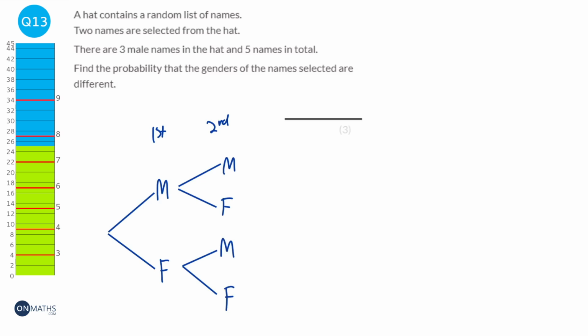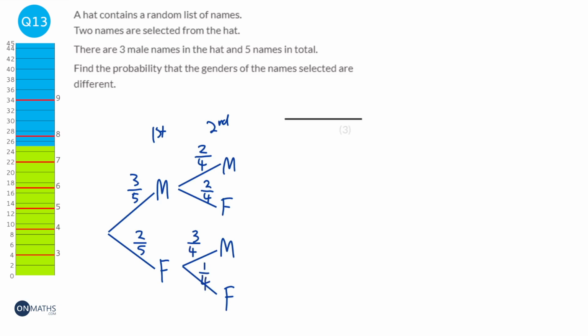So the fractions for the first one will be 3/5. If there's 3 male names, there'll be 2 females. Now, if we've picked a male name already, there'll be 2 left and 4 left in total. If we haven't picked a female, there's still 2 females, but there's 4 left in total. If we picked a female, there'd still be 3 males and only 4 left in total, but there'd only be 1 female name left and 4 left in total.